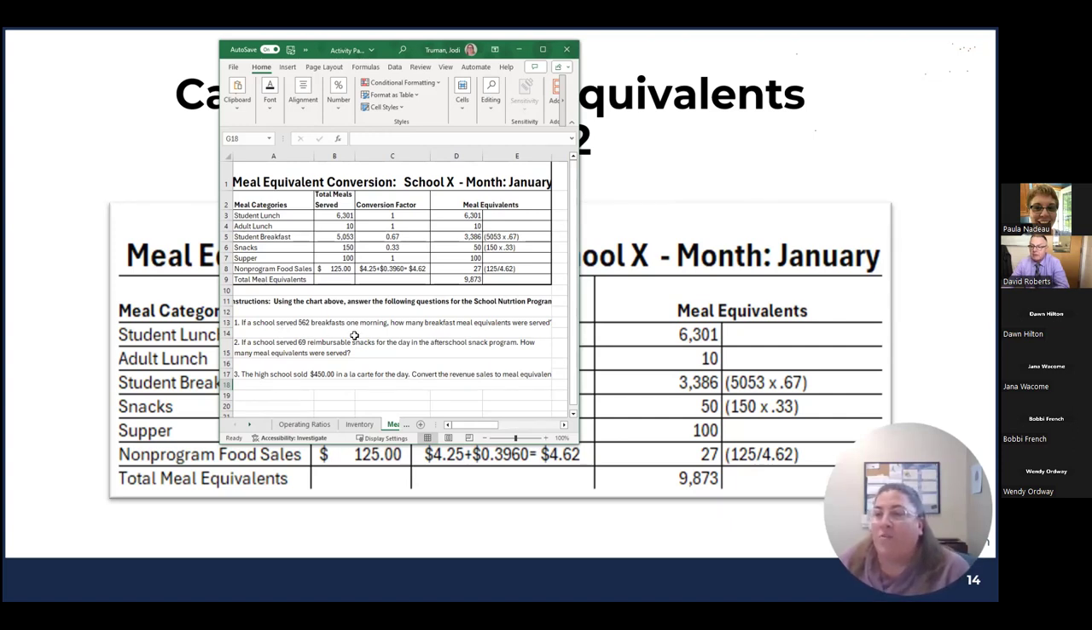And then while you're doing that, number two was if a school served 69 reimbursable snacks for the day in the after-school snack program, how many meal equivalents were served in that? And then the high school sold $450 in a la carte for the day, and convert the revenue sales to meal equivalents.